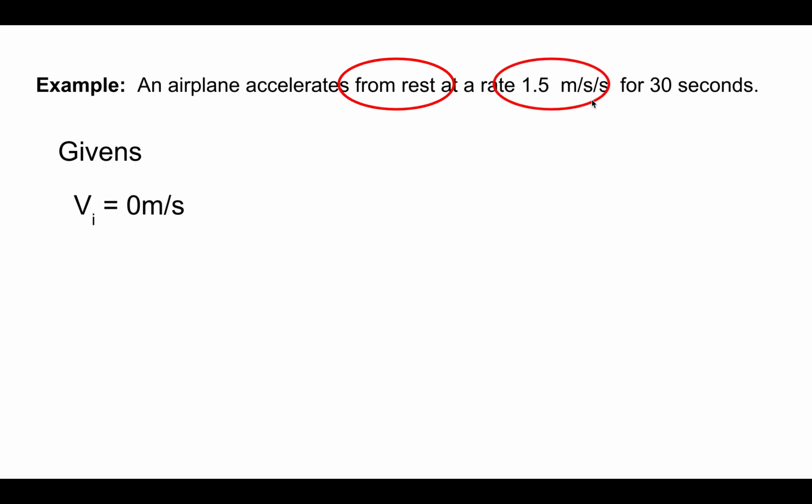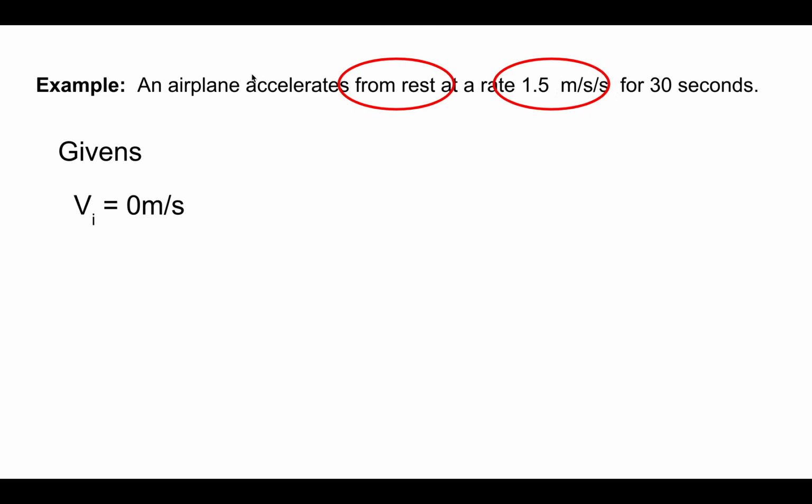And this is where students struggle. They're like, is that a speed? Is that acceleration? Is it a distance? There's 2 ways to figure it out. First thing, look at the units. We see this meters per second. This is telling us it's an acceleration unit.